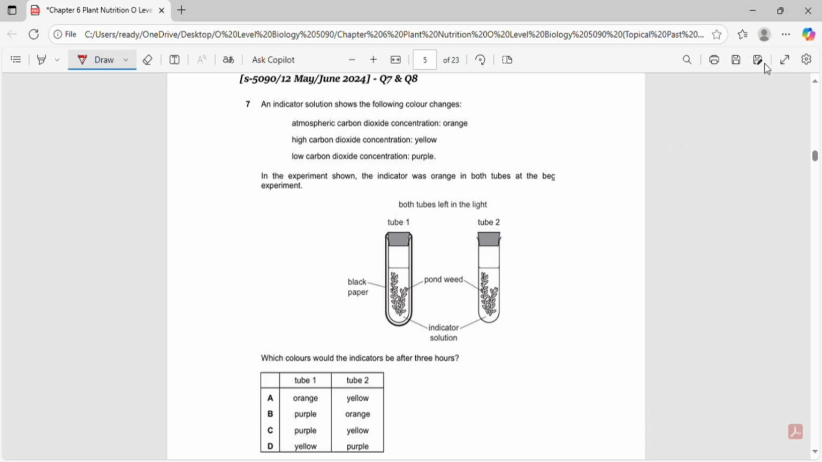Alright, let us go over this experiment again, step by step, and this time with full clarity. We are given 2 test tubes, both containing pondweed and an indicator solution. The starting color in both tubes is orange, which tells us that the carbon dioxide level is at normal atmospheric concentration. Now, tube 1 is covered completely with black paper. That means it is in the dark.